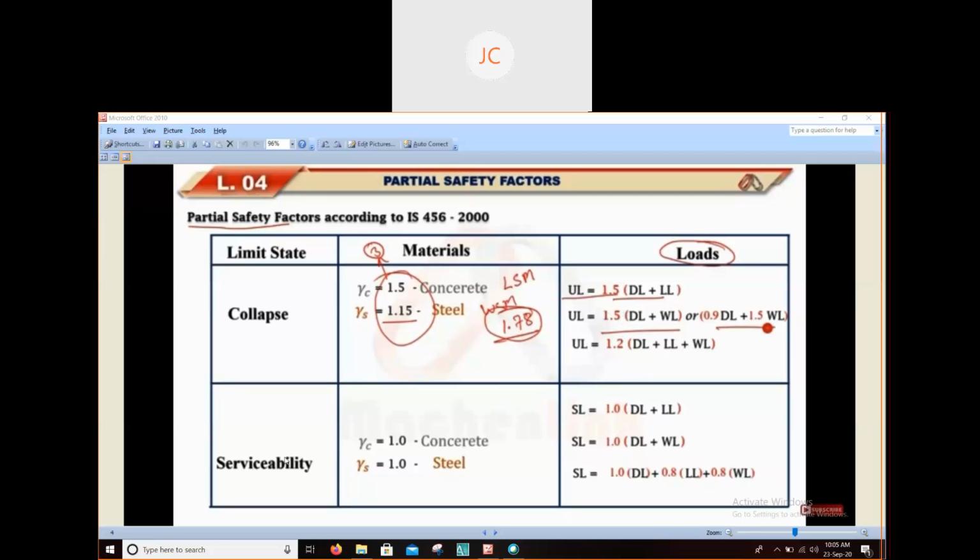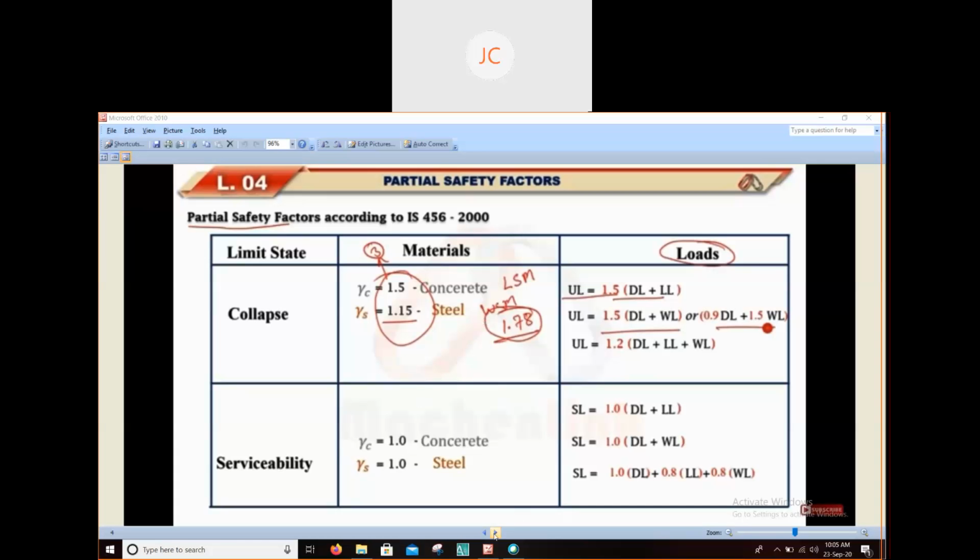In limit state of serviceability, for every material and load condition, you can see our partial safety factor is 1. 1 for concrete, 1 for steel. You will understand these things when we solve some numericals. At present, while I am explaining, you can get confused, but don't worry. When we solve some numericals, it will be very easy to understand.